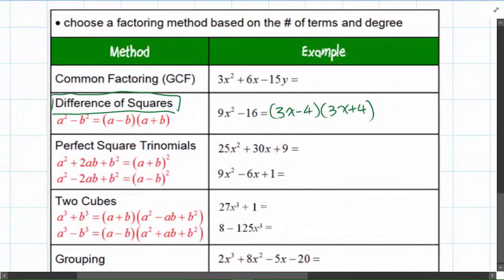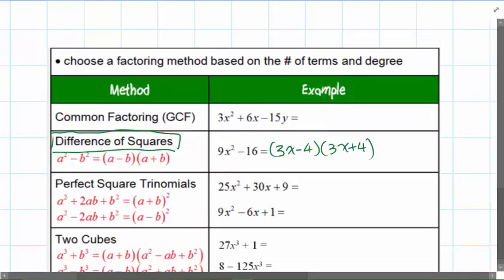So right now we're going to use a difference of squares. So a squared minus b squared equals parentheses a minus b times parentheses a plus b. So that would, for this example, be 3x minus 4 times 3x plus 4. Let's just sort of memorize them. Just utilize this first. Just don't care about the others.